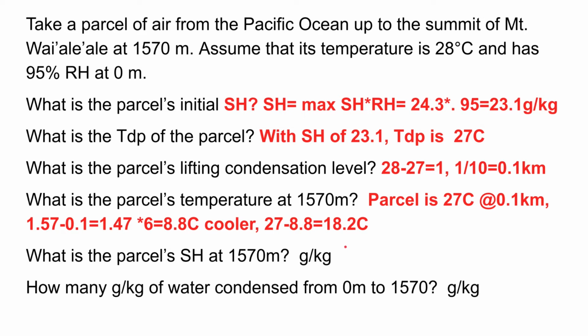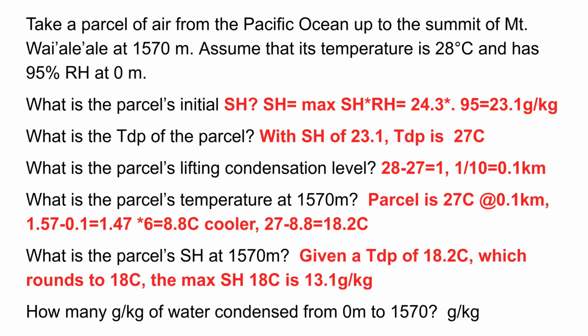Now that we have the temperature, we can look up and find what the maximum specific humidity is. Given a dew point temperature of 18.2 Celsius, or actually the temperature is 18.2, that's going to round to 18 because we're looking for a dew point. The dew point temperatures on the chart are all integers, they're all whole numbers. So once you find what the actual temperature is, you round that to the nearest degree, look it up on the chart. At 18 Celsius, the maximum specific humidity is 13.1 grams per kilogram.